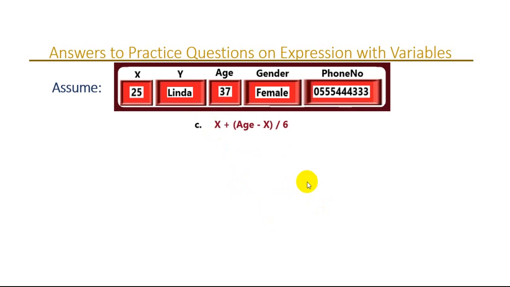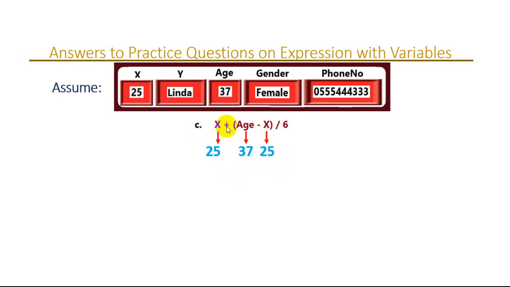Then the third one, question C, we have x plus (age minus x) divided by 6. So let's first do the substitution. What do we have for x? x is 25, the contents of x. Then we have age here; age is 37. So let's substitute that. And then once again we are using x again, and x is the same value, 25.